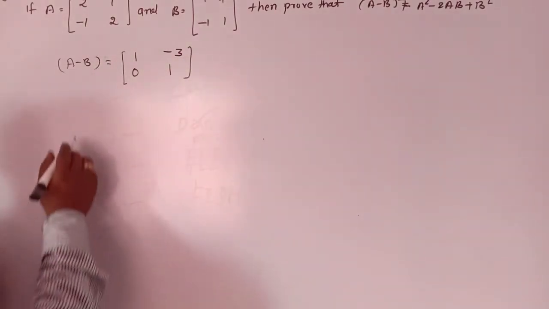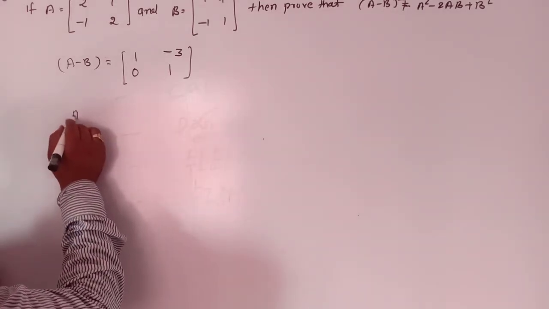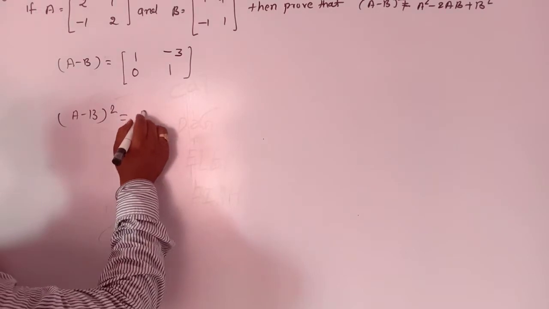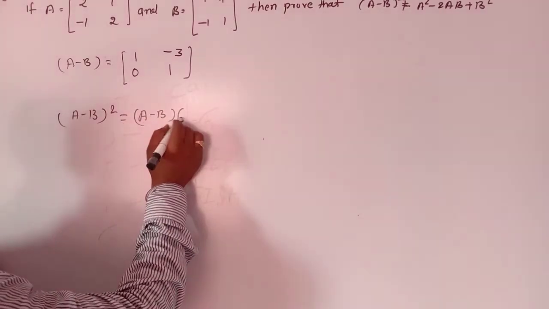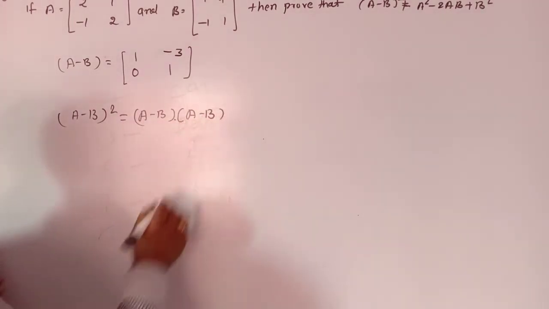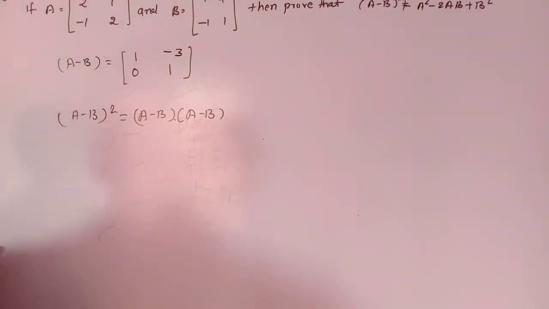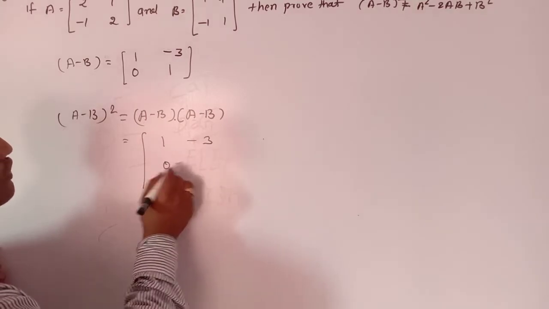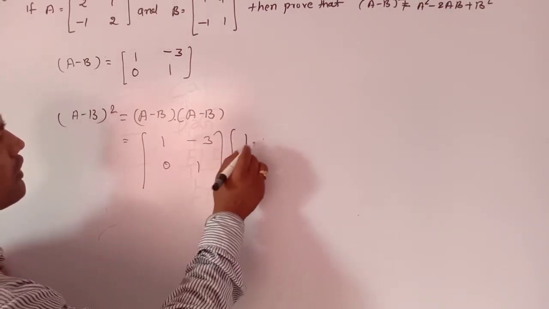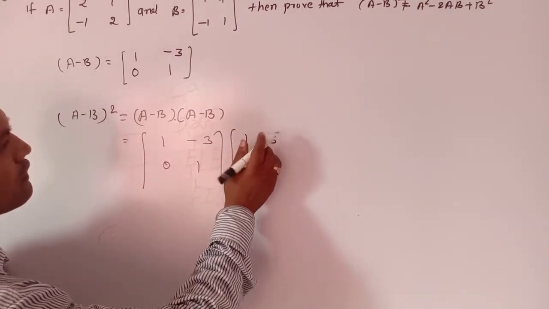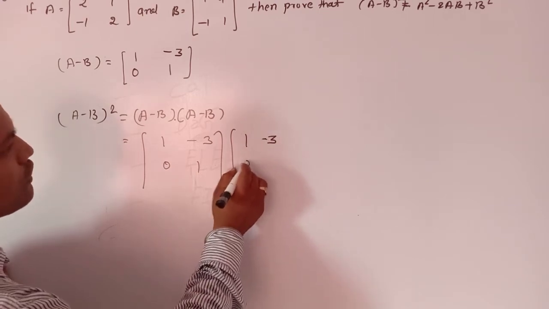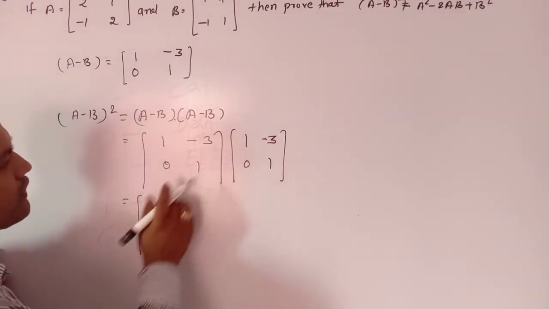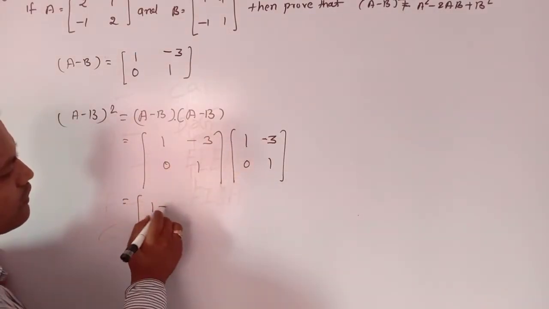Now we are going to solve what is (A - B) to the power 2. So (A - B) to the power 2 means (A - B) multiplied by (A - B). Now, when we have to find [1 -3; 0 1] multiplied by [1 -3; 0 1], then what is the value?